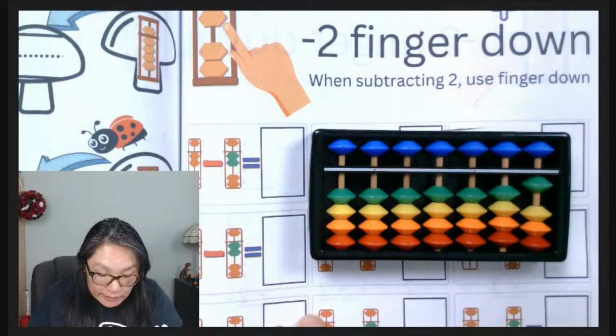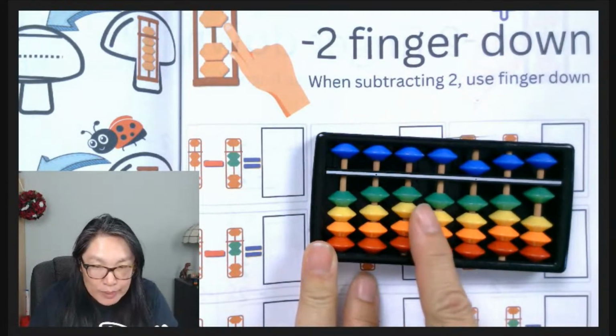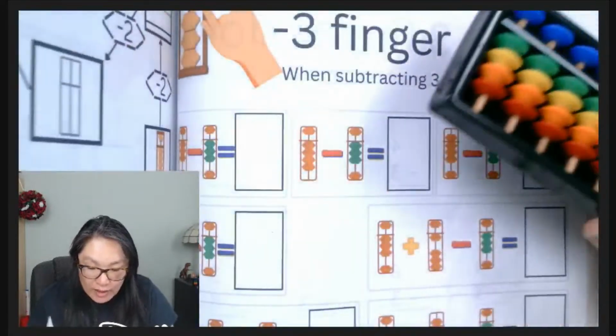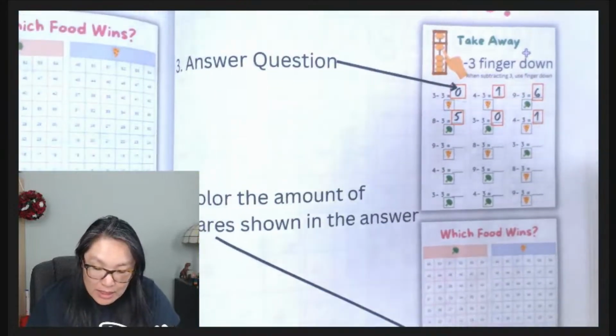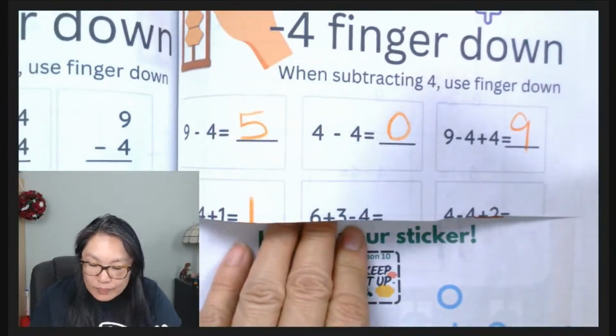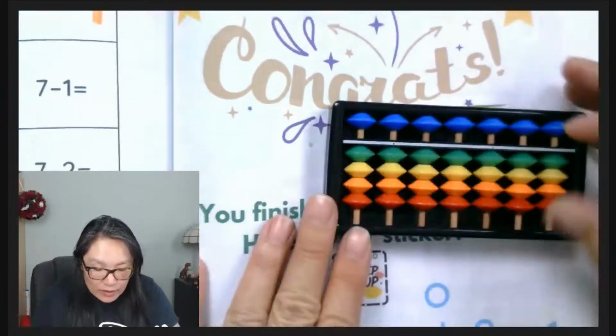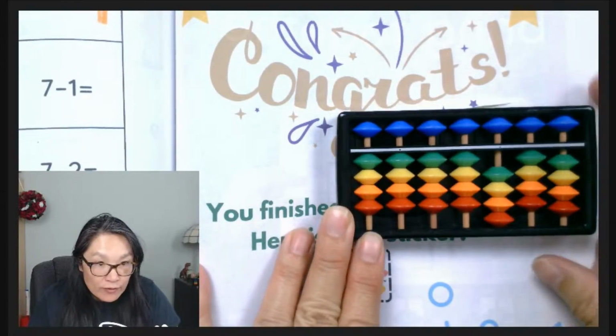Some people call the beads heaven beads and then earth beads. That's a lot of woo-woo for me. It's just the top bead and the bottom beads. So this is 4, and again, 4 is take away the 4. When we take away the 4, we're just moving it away from the horizontal bar.